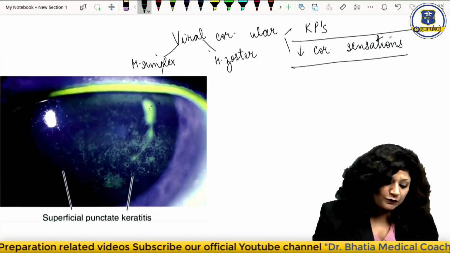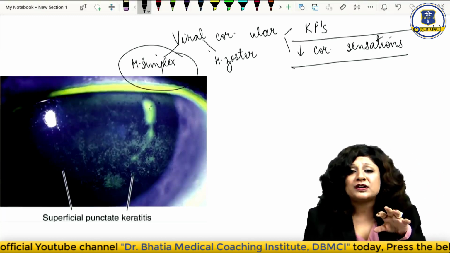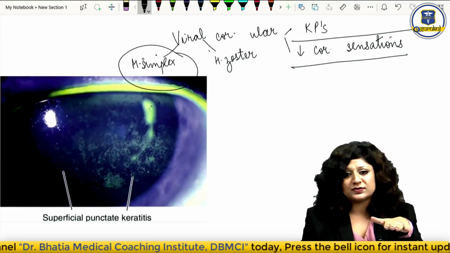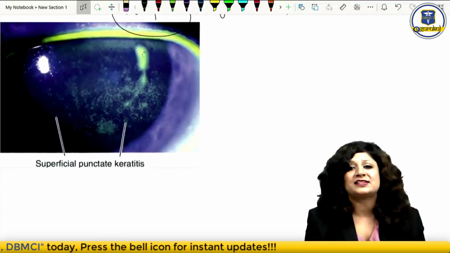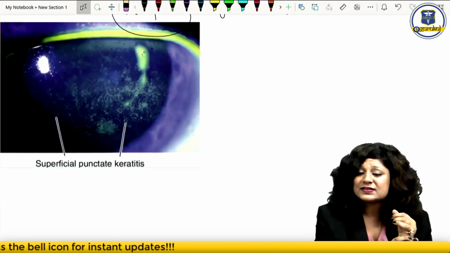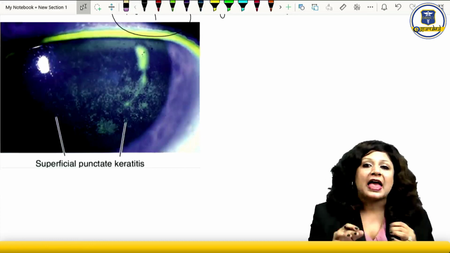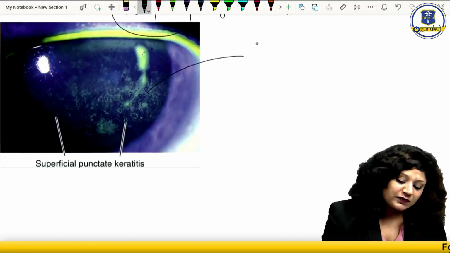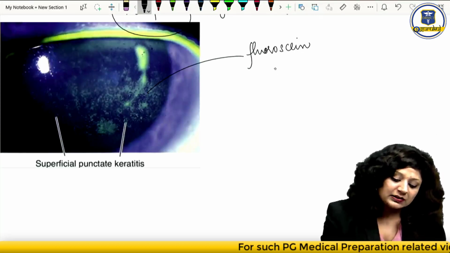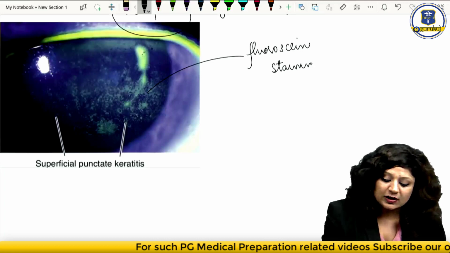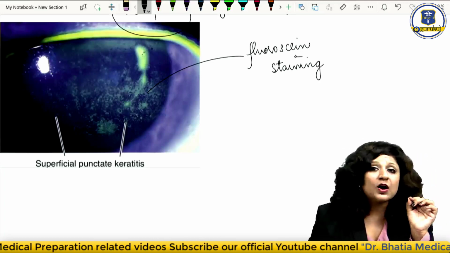can occur. Now, first of all, if I talk about herpes simplex, we will first start with the very superficial lesions. These superficial lesions are called superficial punctate keratitis. We have superficial lesions, they are punctate, present discretely, not diffuse, and they look greenish because we have used fluorescein staining. Whenever we use fluorescein staining, the lesions will look greenish in color when you see through the cobalt blue filter.